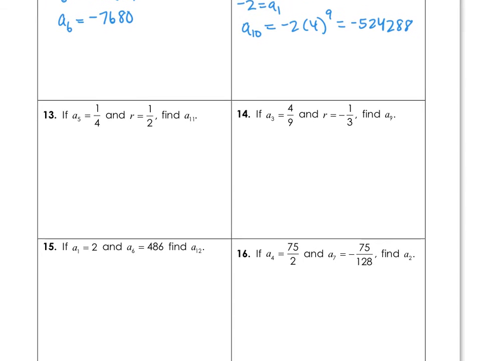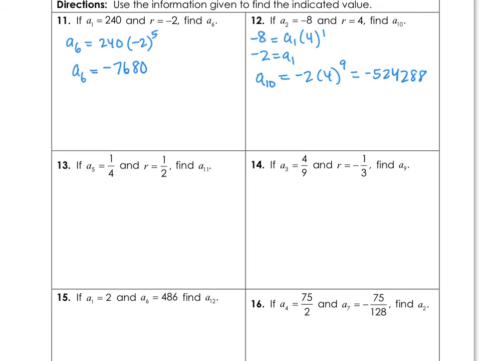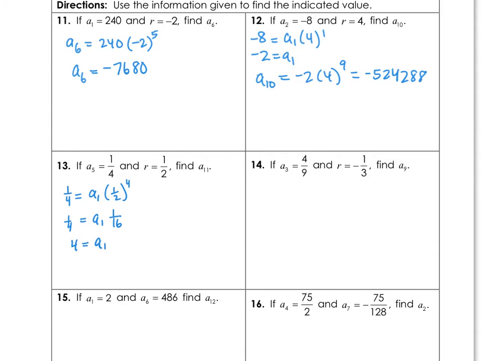All right, so number 13, we have the 5th term. We're looking for the 11th term. So we have to figure out what the first term is first. So 1/4 would be equal to the first term times 1/2. How many times? That would have to be 4 times, right, to get to the 5th term. So this would be 1/4 equal to a sub 1 times 1/16. If I multiply both sides by 16, then we get 4 equal to a sub 1. Okay, so the first term is 4.